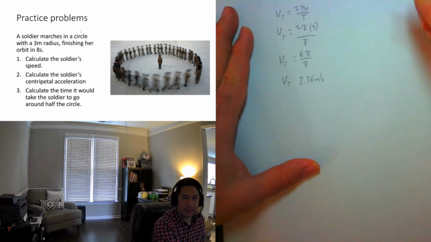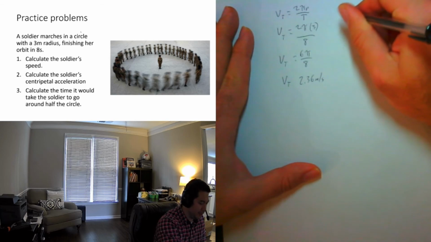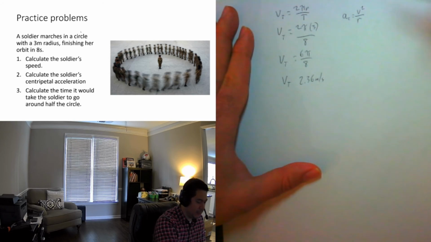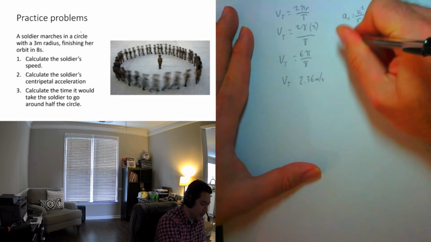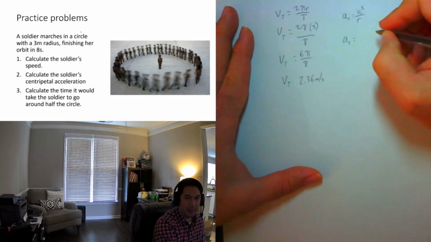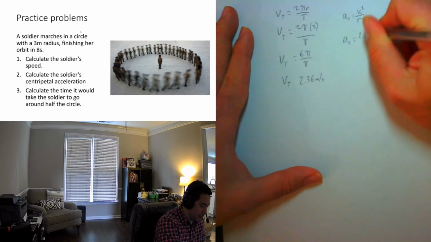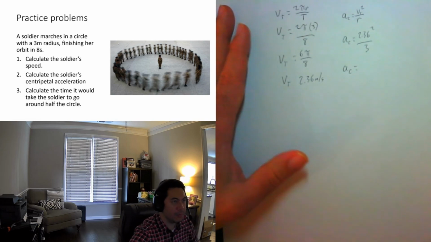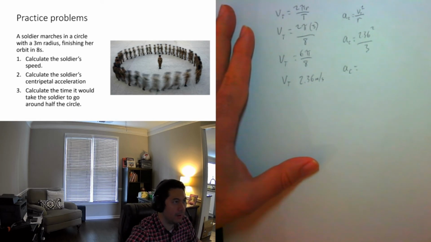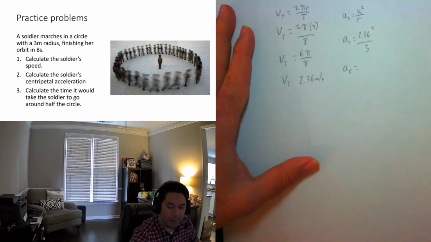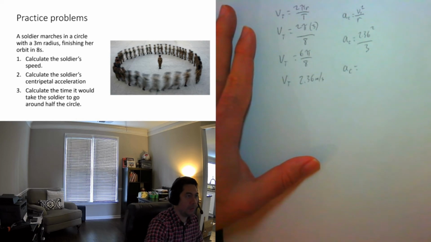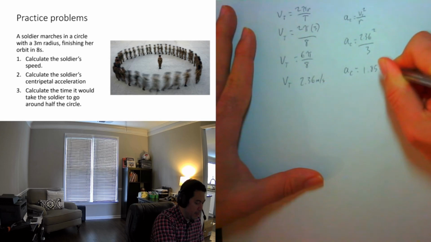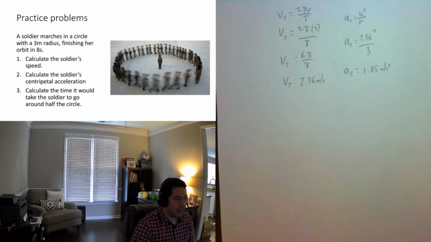For our second problem, we're asked to calculate the soldier's centripetal acceleration. AC equals v squared over r. What v is this? Of course, this is our tangential velocity. So centripetal acceleration equals our tangential velocity, 2.36 squared, divided by our radius, which is 3. So AC equals 2.36 squared divided by 3, which is 1.85. Let's call it 1.85 meters per second squared. That's our centripetal acceleration.